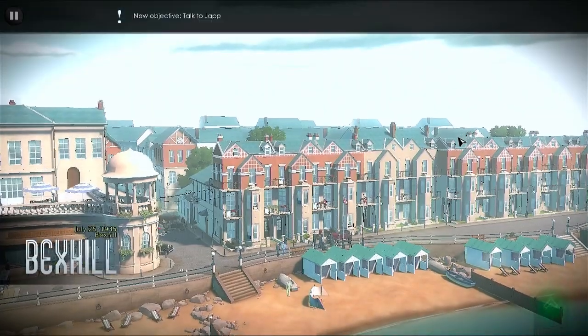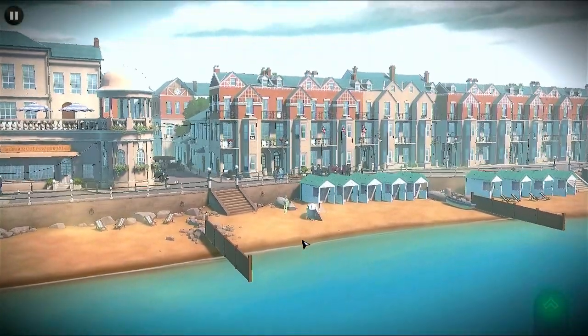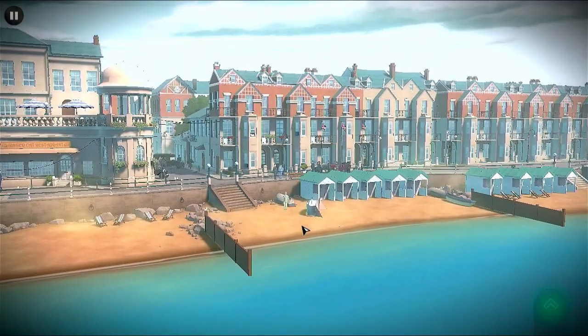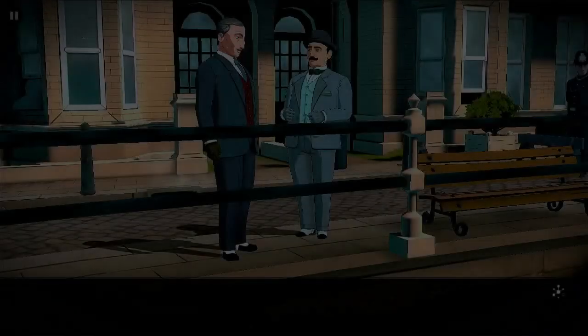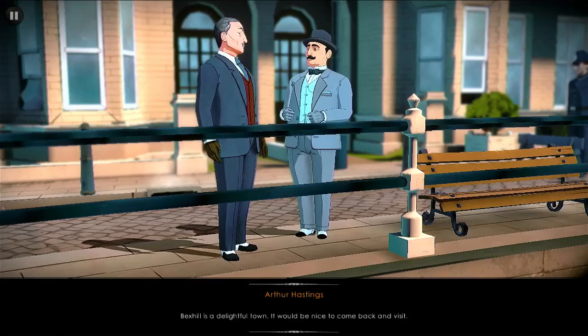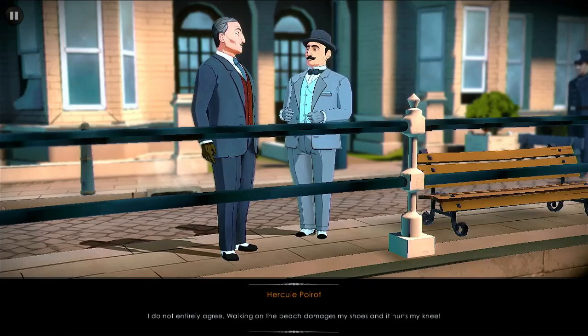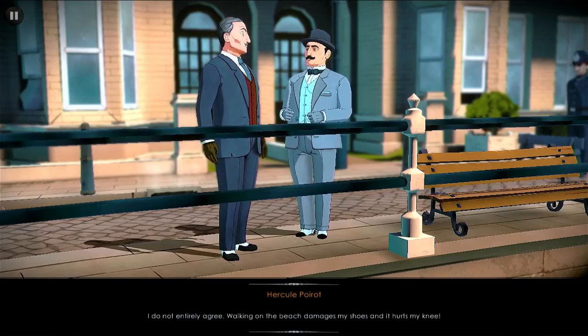Oh, I didn't realise. Bexhill on sea. Of course it's going to be on the coast. Silly woman. Oh, that's pretty. I want to live by the sea. Bexhill is a delightful town. It would be nice to come back and visit. I do not entirely agree. Walking at the beach damages my shoes, and it hurts my knee.